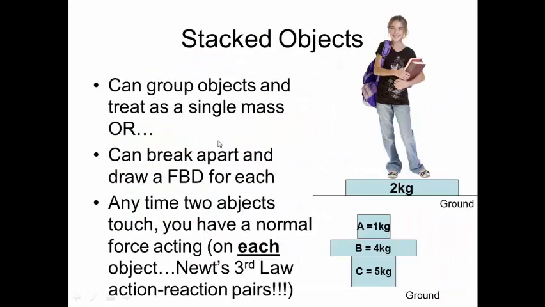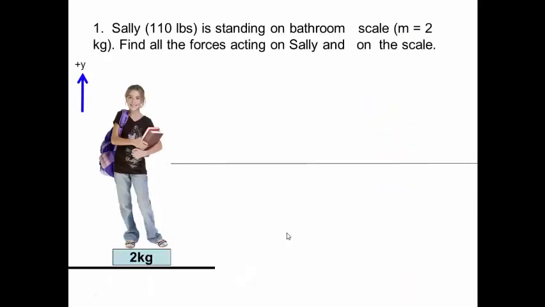We can break things up in two ways. We can either group everything together as a whole block of objects. We can take Sally and the scale together as one big fat object, or we can treat them as individual objects and break them apart. In the first way, I drew a plus y axis. We're going to use a grouped object strategy.